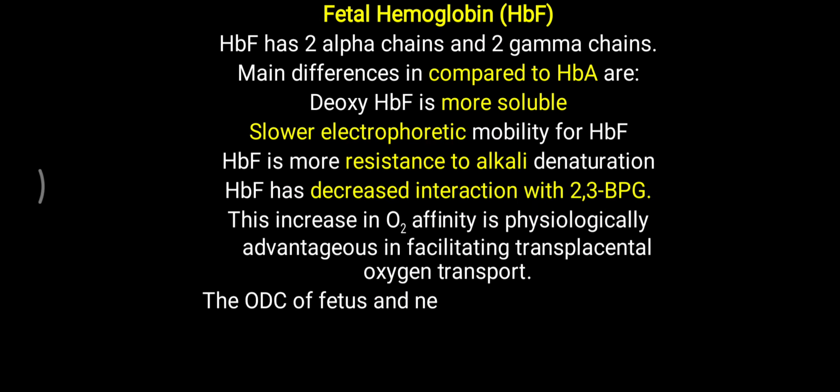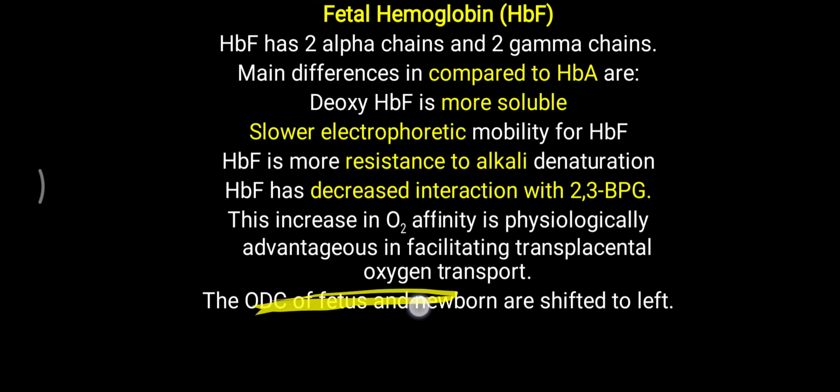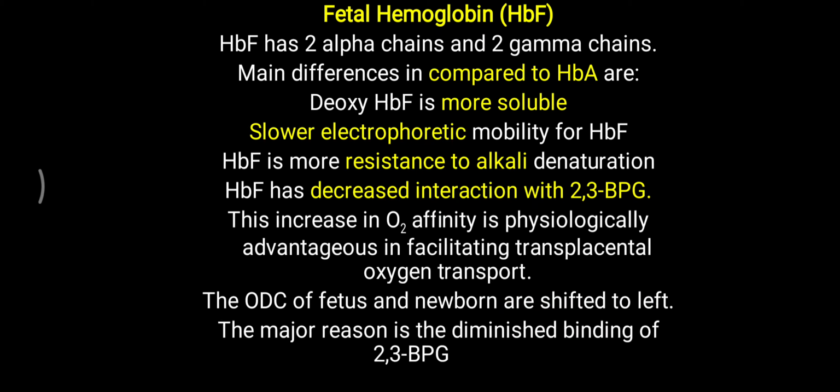2,3-bisphosphoglycerate. This oxygen dissociation is understood with the help of the ODC, the oxygen dissociation curve, which we will discuss later on. But at present you have to remember that the oxygen dissociation curve of the fetus and newborn is always shifted to the left side, which means less oxygen is given to the tissue, and this helps oxygen reach the fetal tissue. The major reason for this left shift is the diminished binding of fetal hemoglobin to 2,3-bisphosphoglycerate.